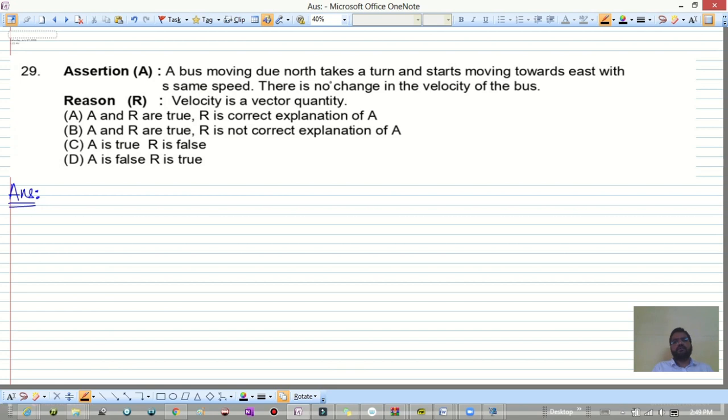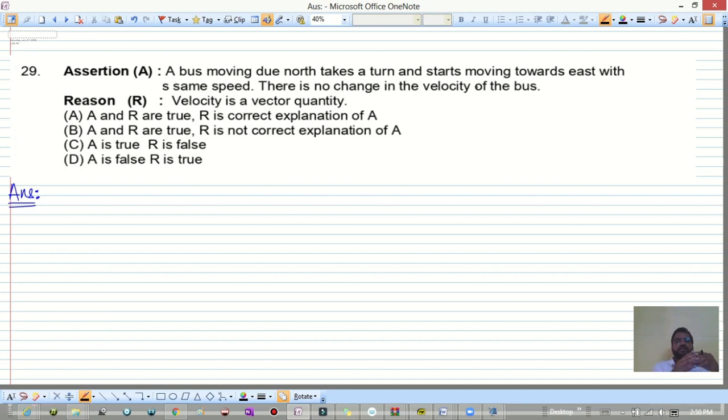29th: a bus moving due north takes a turn and starts moving towards east with the same speed. There is no change in velocity of the bus. Whenever it takes a turn, velocity changes. Why? Because the direction of the velocity was firstly towards the north, now towards the east. So we can say that the assertion is wrong.